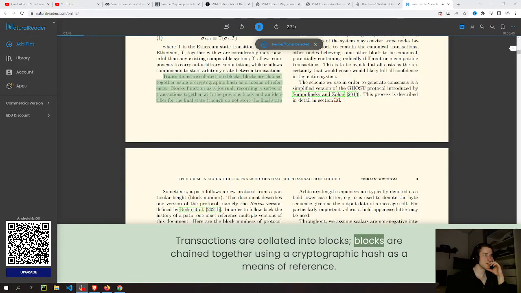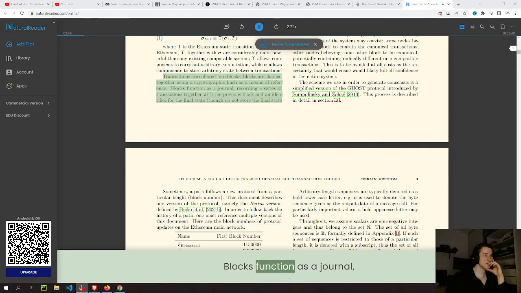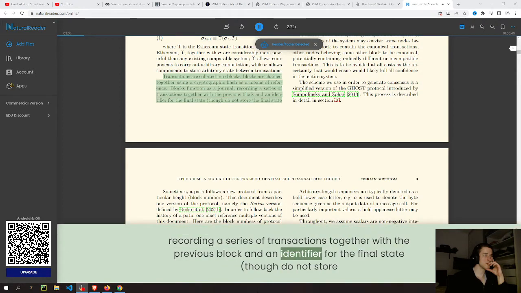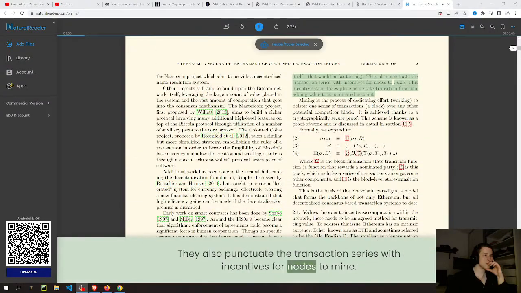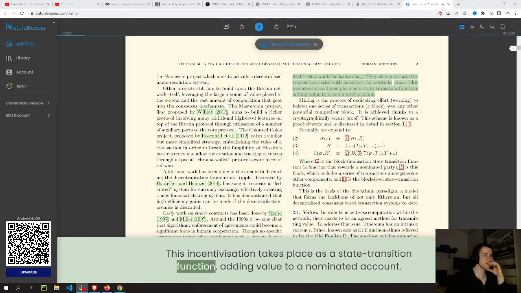Transactions are collated into blocks. Blocks are chained together using a cryptographic hash as a means of reference. Blocks function as a journal, recording a series of transactions together with the previous block and an identifier for the final state, though they do not store the final state itself. That would be far too big. They also punctuate the transaction series with incentives for nodes to mine. This incentivization takes place as a state transition function, adding value to a nominated account.